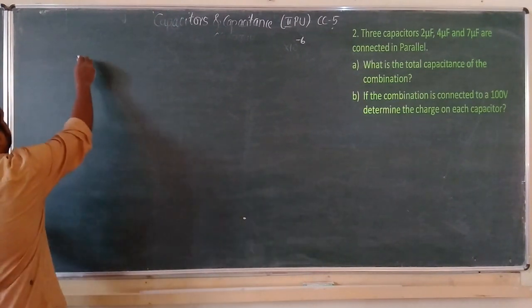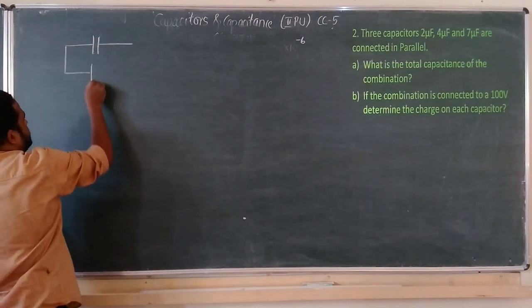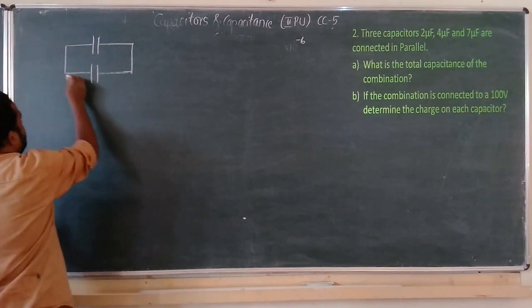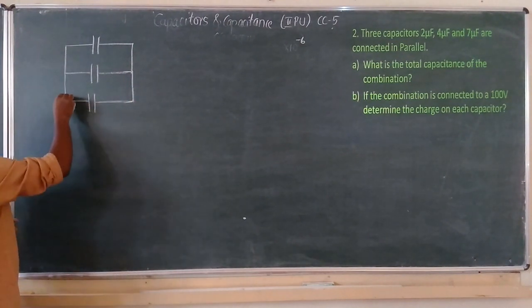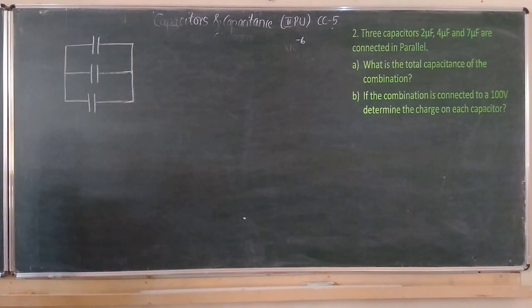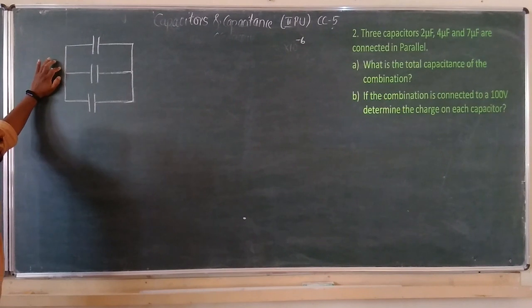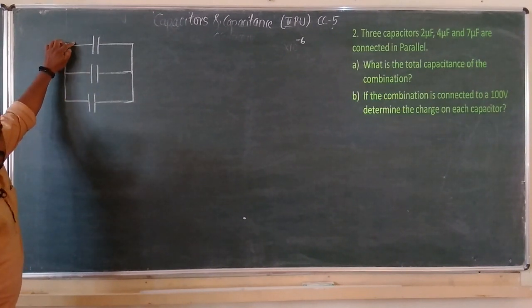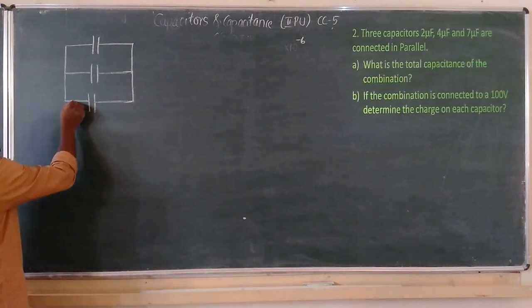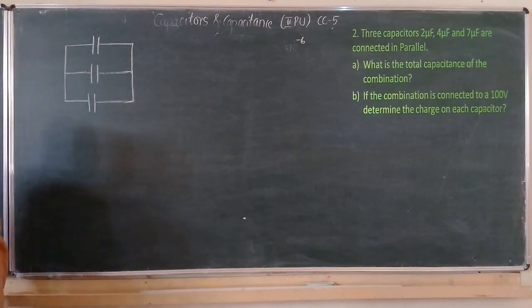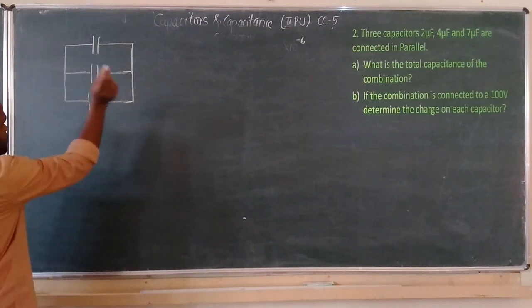Now we have three capacitors: first capacitor, second capacitor, and third capacitor. These three are connected in parallel. We know that in case of a parallel combination, when this combination is connected to an external battery, more than one path is available for the flow of charge. Charge will flow in this part as well as this part.